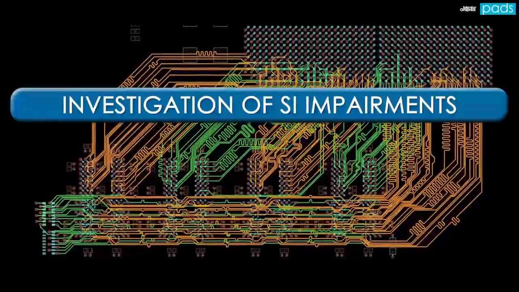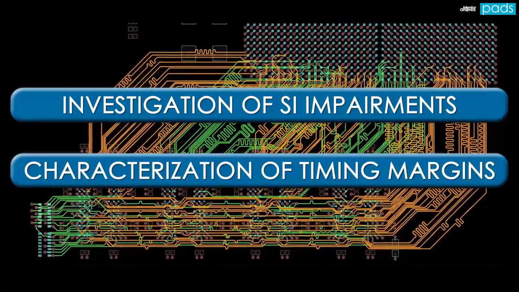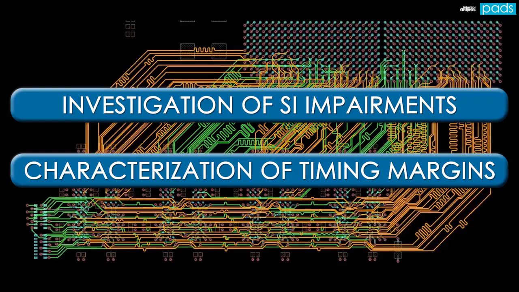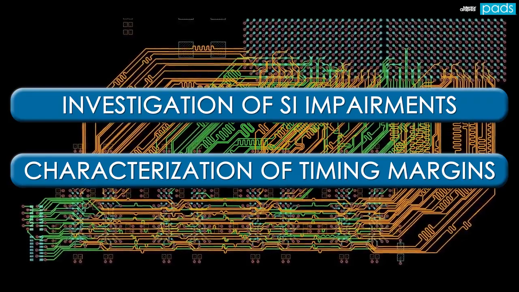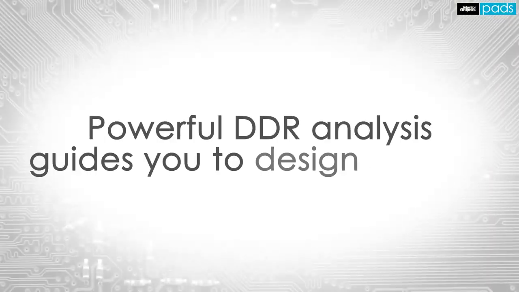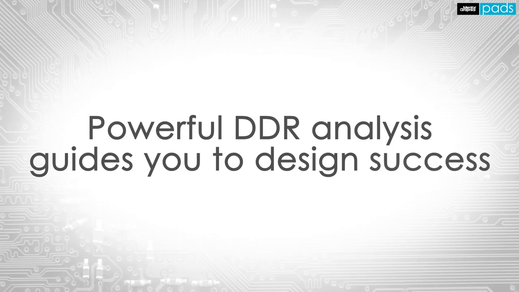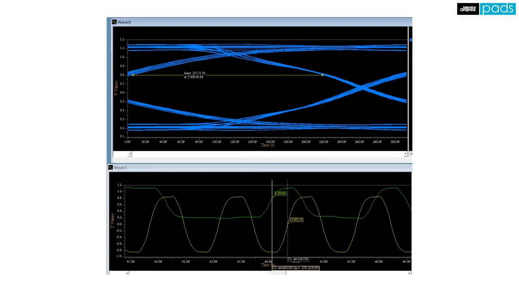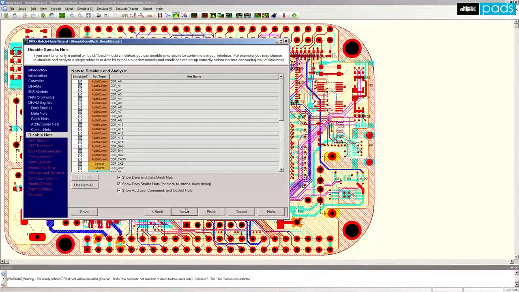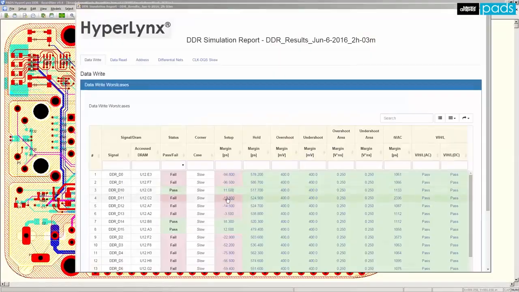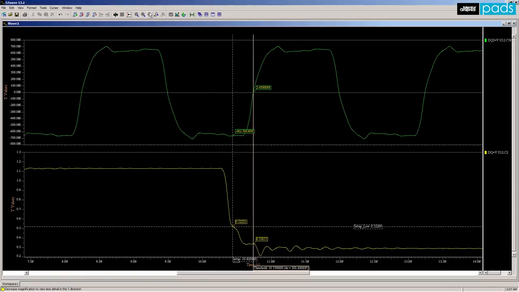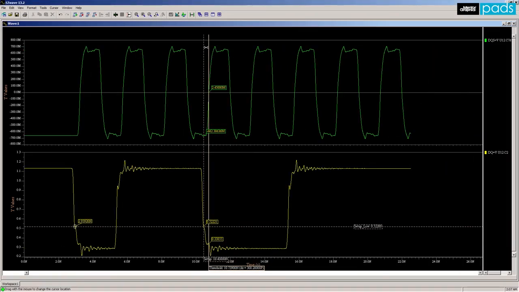Successful design of DDR interfaces requires investigation of both signal integrity impairments and characterization of timing margins. Adding DDRX analysis to PADS enables engineers to quantify timing and SI concerns specifically in the context of DDR1, DDR2, and DDR3 memory interfaces. The DDR Wizard interactively walks engineers through a series of questions to set up parameters for use in SI and timing simulations.